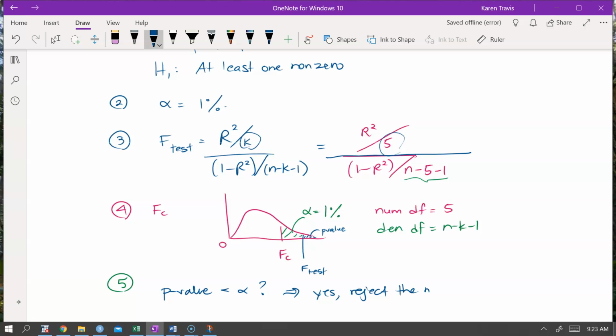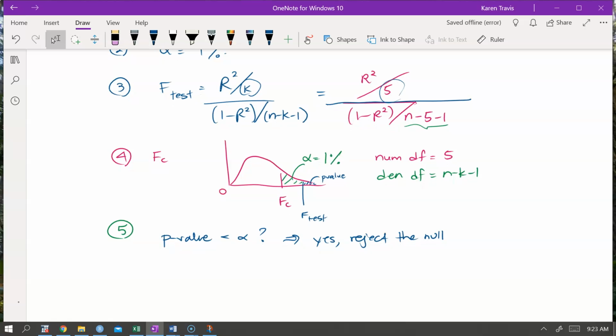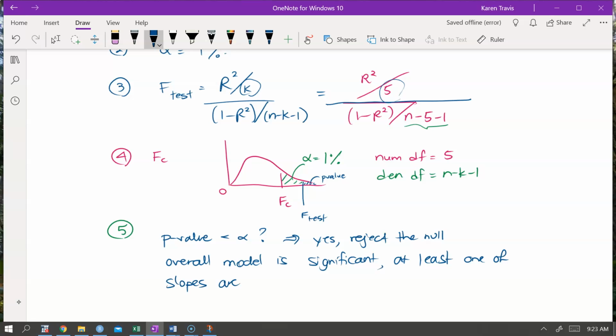Rejecting the null hypothesis means at least something in my model is explaining the variation in y above and beyond what simply using a constant would be able to do. So rejecting the null would mean the overall model is significant, and at least one of our slopes is significantly different from 0.